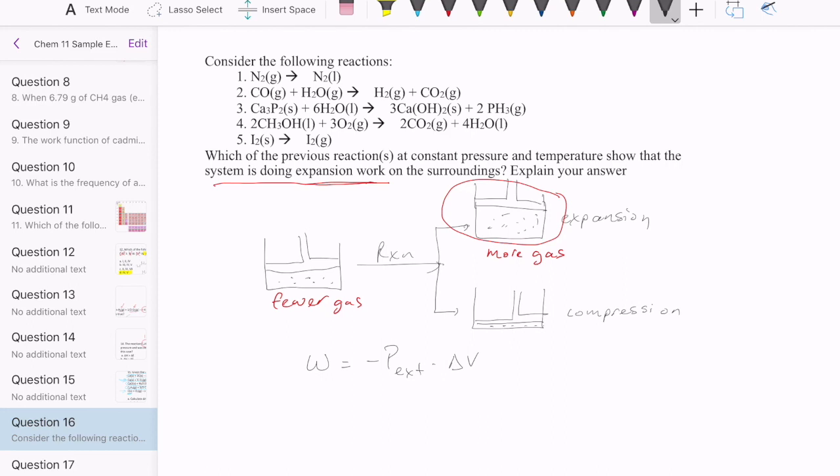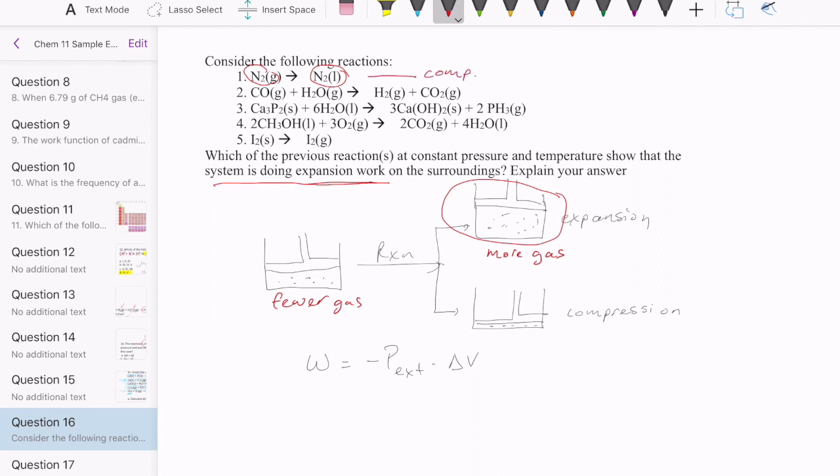So let's take a look at reaction 1. This is a conversion of nitrogen gas to nitrogen liquid. So you have less gas as you go from reactant to product. You have gas in the reactant, and you have no gas in the product. That means in this case you will not have expansion. In fact, in this one, you're going to have a compression.